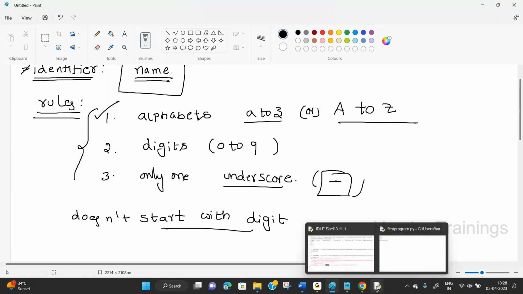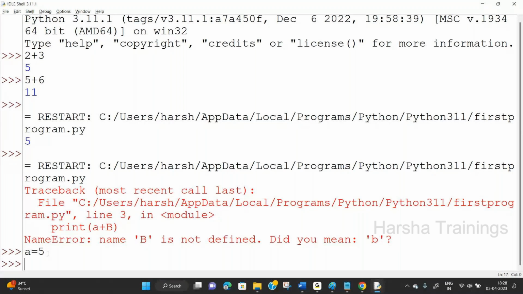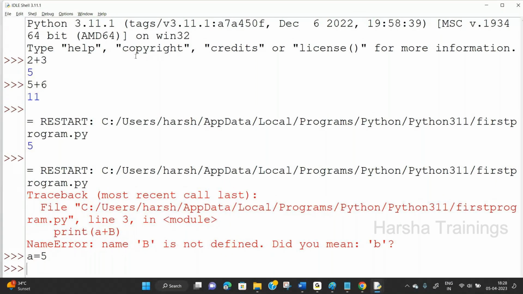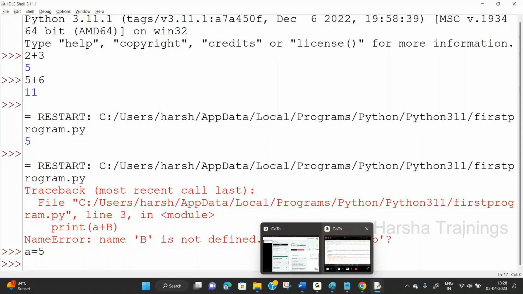I am going to this IDLE. A is equal to some 5. Press enter. It does not give any problem. That means that is correct. Yes or no? So it does not give any problem, so A is equal to 5 is a valid statement.